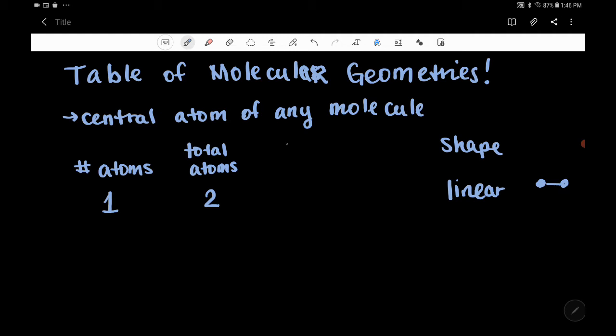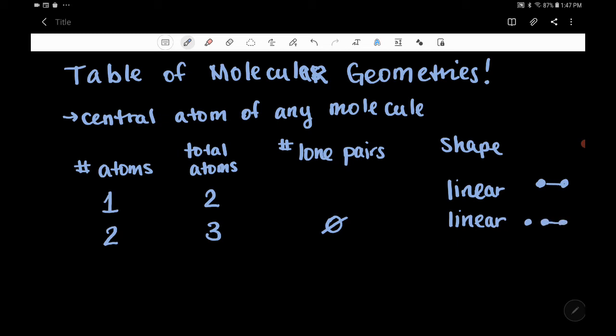Then we're going to look at the number of lone pairs. If we have two atoms bound to the central atom, so three total atoms, and no lone pairs, we're still going to be linear, and it's going to look like this. Because remember, lone pairs cause things to bend, but only when they're on the central atom.